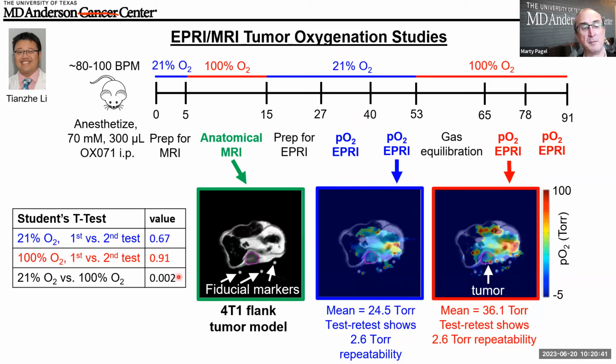Same for the oxygen. But if you do change the breathing gas, of course, you see a very different value of PO2 within the tumor. So we're going to use that to our advantage, that change in PO2 when changing gases. Kind of like using oxygen as yet another contrast agent. By blowing that into the mouse, you're adding an agent to the mouse. All right, so we have excellent repeatability.